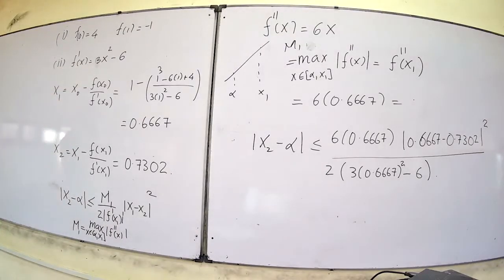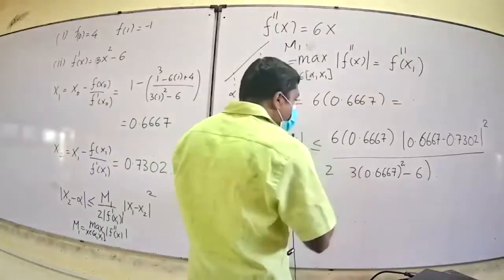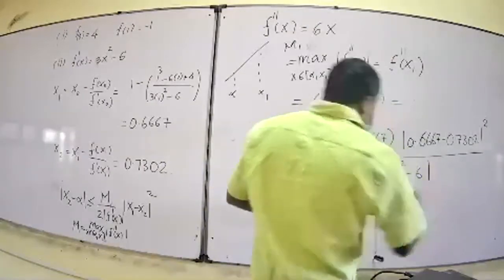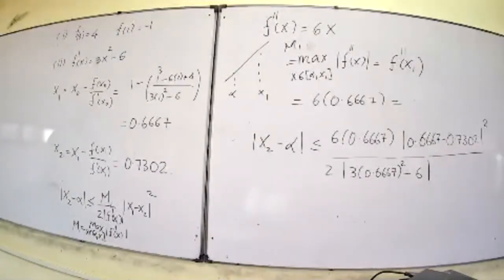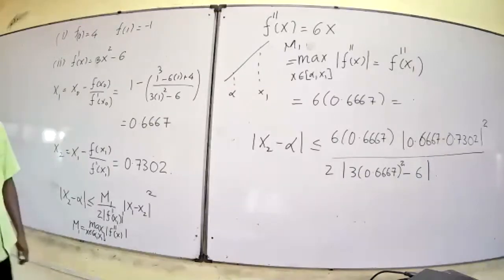M1 is 6 times 0.6667, right? Absolute value of x1 minus x2 squared, right? Divided by 2 times this, right? So remember absolute value of this, right? I have to put the absolute value because sometimes I will have minus, so I have to make sure I have plus, right? So I will put absolute value of that. Okay, so if you compute this, you will get a value, right? So you will get a number.